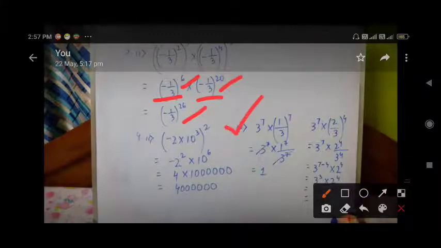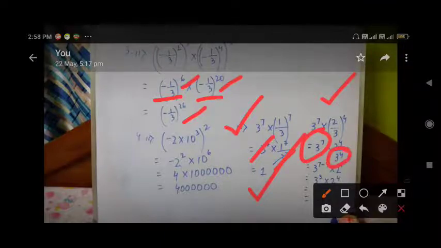Here is also one math. 3 to the power 7 into 1 by 3 to the power 7. 3 to the power 7 and 3 to the power 7 are cancelled out, and the answer is 1. Here is another math. 3 to the power 7 into 3 to the power 4 by 3 to the power 4. So these are like terms, and for division we have to subtract the powers. That means 3 to the power 7 minus 4, and we get this one, and this is my answer.